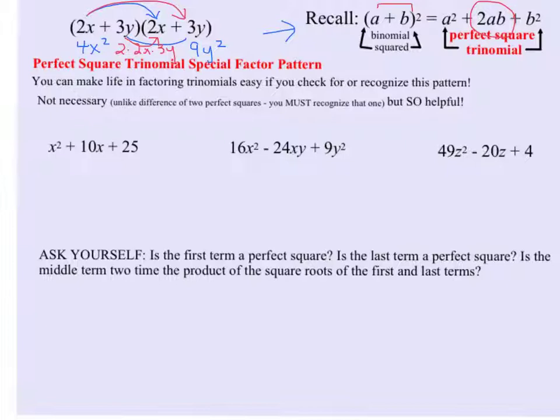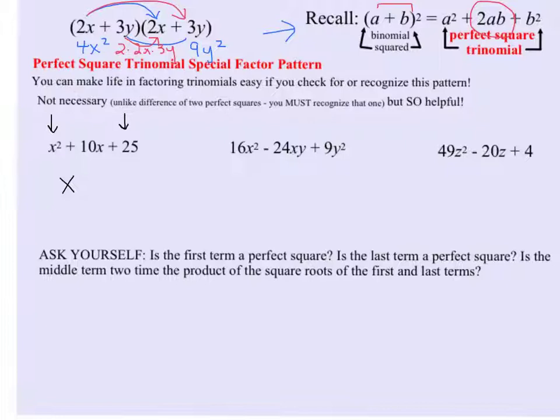If I look at this first example, I have x squared plus 10x plus 25. And immediately I notice that x squared is a perfect square and 25 is a perfect square. So now it's about testing it out to see if it's a perfect square trinomial. The way that I do that is I ask myself a couple of questions. Is the first term a perfect square? I've already identified that that's yes. If it is, I'll take the square root of it to figure out what was the thing that was being multiplied to itself to create it. The square root of x squared is just x.